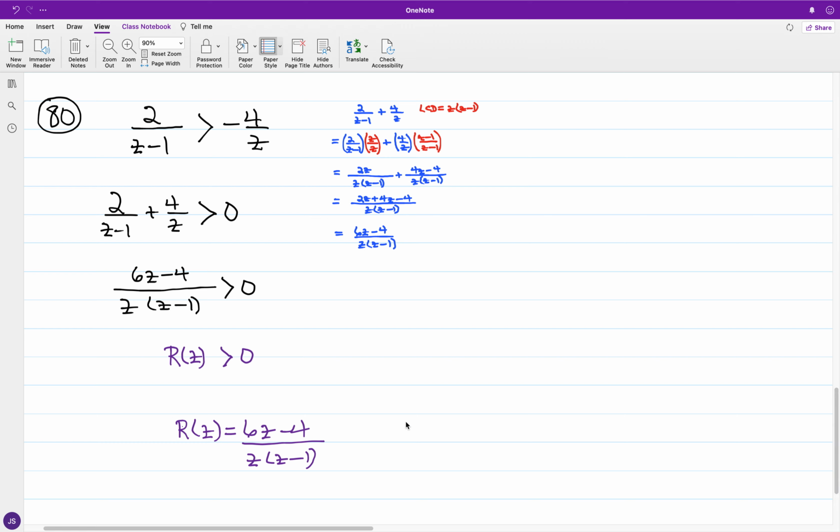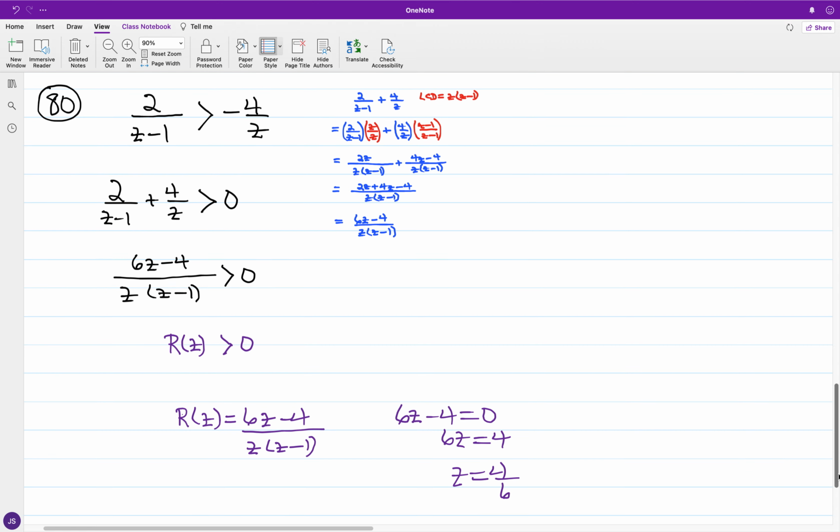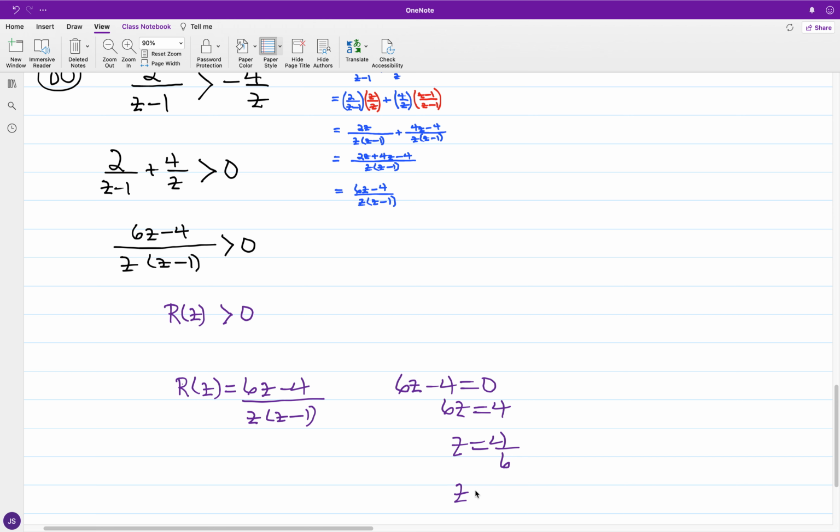Just taking what we have for establishing the zeros: 6z minus 4 is equal to 0, so 6z is equal to 4. So z is 4/6, and 4/6 is reducible to 2/3. From the denominator, we already have that z is equal to 0. And for z minus 1, if that is equal to 0, then z is equal to 1.